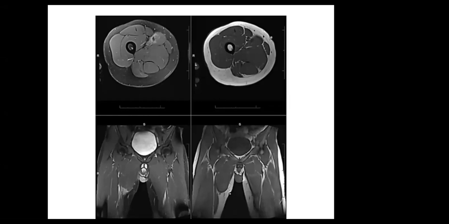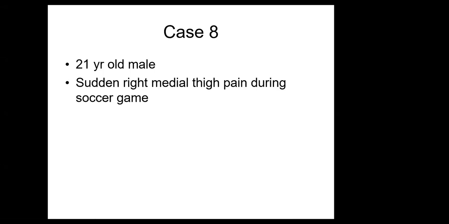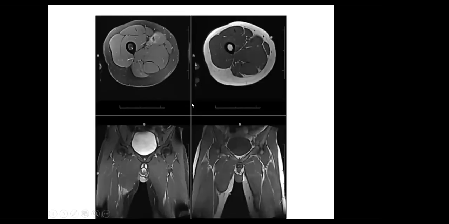Okay, let's go over the case. I think you did really well. The history was very useful. This is a young soccer player who developed sudden medial-sided thigh pain during a soccer game. So I think what we need to do here is go over the anatomy. So you said medial compartment. What's the name of this medial compartment?